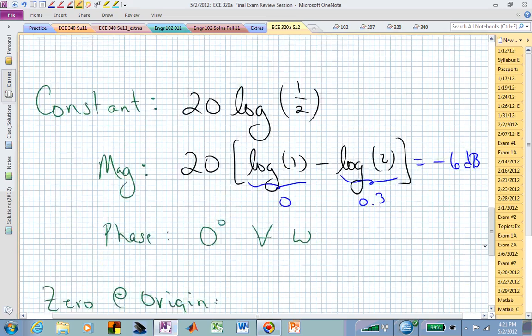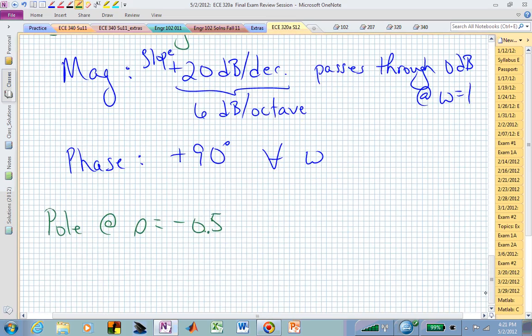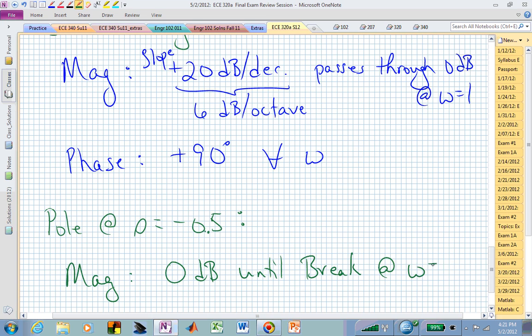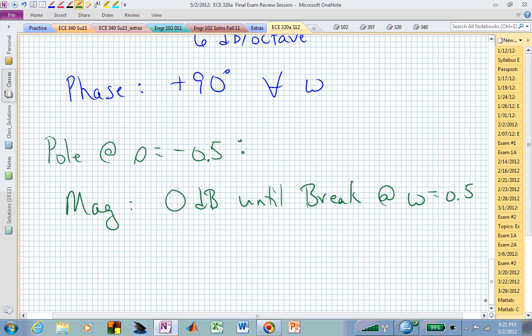I think, didn't we have one at 1/2? So we have a pole at minus 1/2. This, in terms of magnitude, will be flat or at 0 dB until it breaks. And it will break at omega equal to 0.5. And beyond that frequency, it will be sloping at minus 20 dB per decade thereafter.